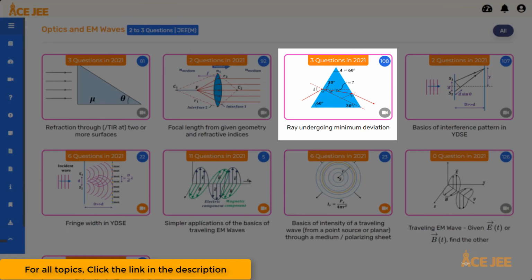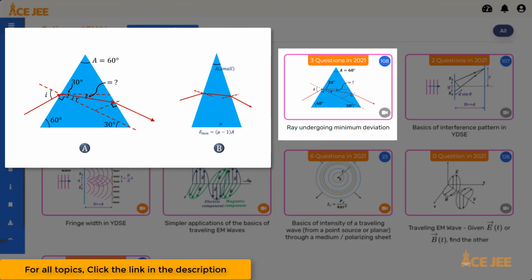Moving on, in the next question type, we will be dealing with the ray passing through the given prism and undergoing minimum deviation. Here make sure that you revisit the relation between deviation delta and angles i1, i2 and apex angle A. Recall that delta is equal to i1 plus i2 minus A, which simplifies to 2i minus A for minimum deviation. Note that in case of minimum deviation, i and A are related by sin i is equal to mu times sine of A by 2, with mu being the refractive index of the prism.